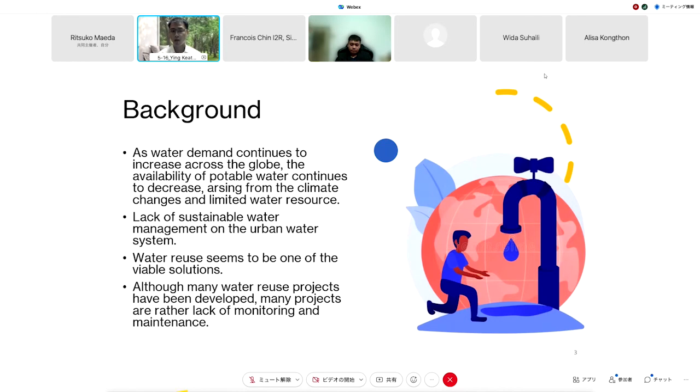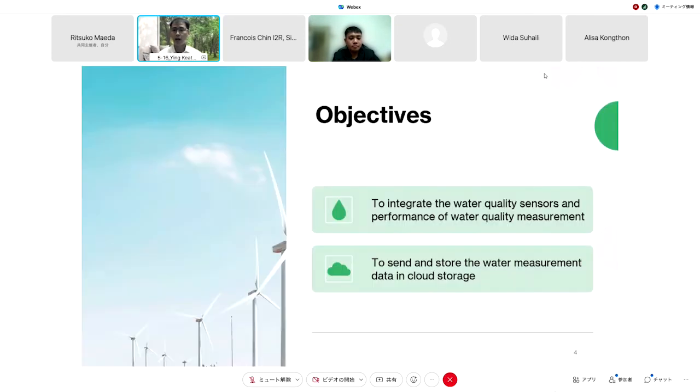Lack of sustainable water management in the urban water system also makes it hard to get usable water. Accounting for all these factors, a water reuse system seems to be one viable solution. There are a lot of water reuse projects developed around the world, but many of them have failed because of lack of monitoring and maintenance. So my objective is to integrate water quality sensors and perform water quality measurements. The second objective is to send and store the water measurement data in cloud storage.